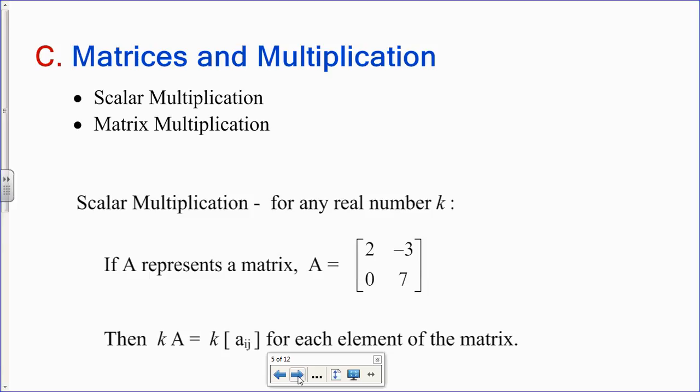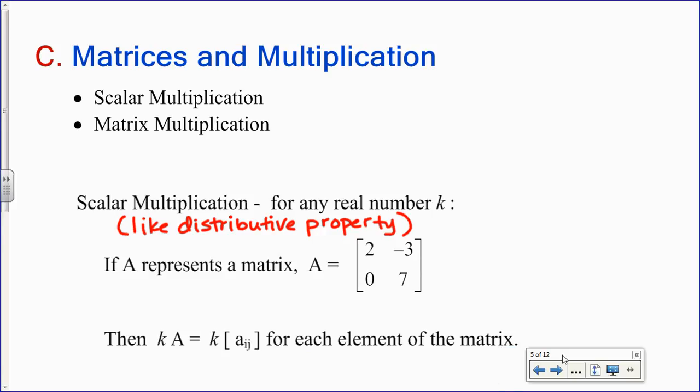Subtraction, all that is like distributive property. Okay, so if you're going to do k times A, then you just multiply k, whatever that number is, by all the entries in A. So, like I said, it's just like distributive property.